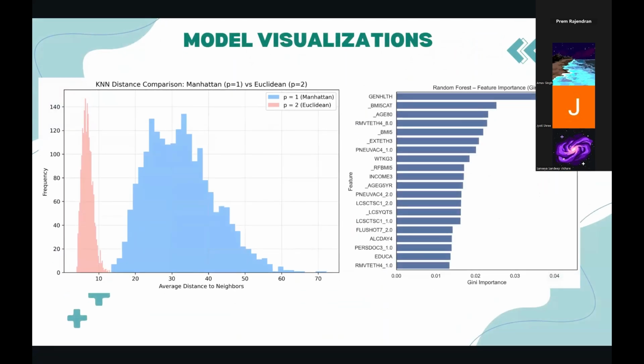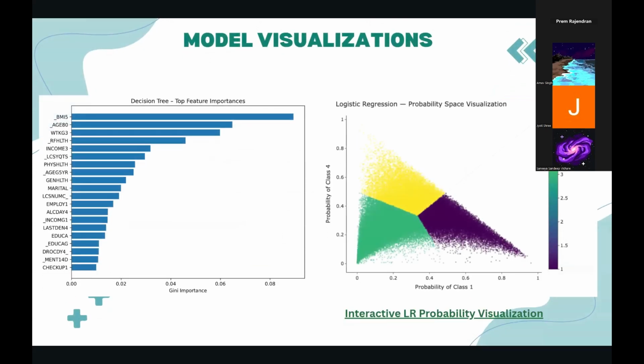For KNN, we compared distance metrics and found that Manhattan distance forms tighter neighbor clusters and performs slightly better than Euclidean. Random forest's feature importance plot highlights the strongest predictors: general health, BMI, age, weight, physical activity, and income, which all align with known diabetes risk factors. Next, the decision tree importance shows a very similar pattern, and the logistic regression probability space plot helps visualize how the linear model draws its decision boundaries, especially between borderline and the diabetic groups.